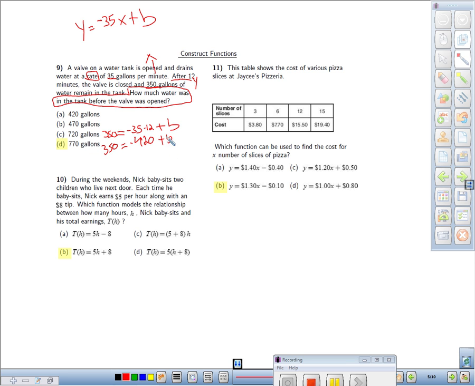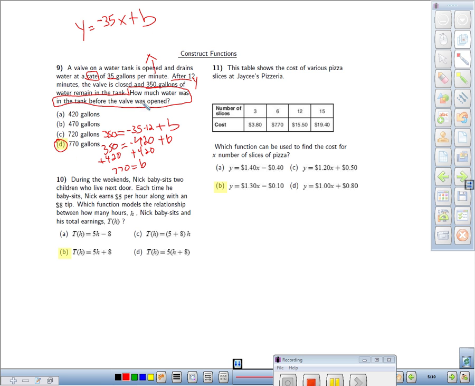Well, now that I'm at this point, it's a one-step equation. I'll simply add 420 to both sides to get B by itself. And when we do that, we get our 770 gallons. So that's why D is the choice you ultimately want.